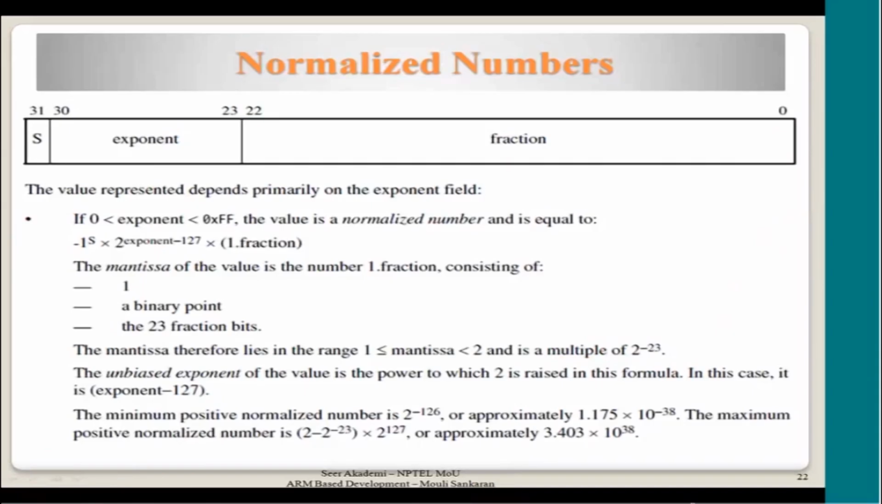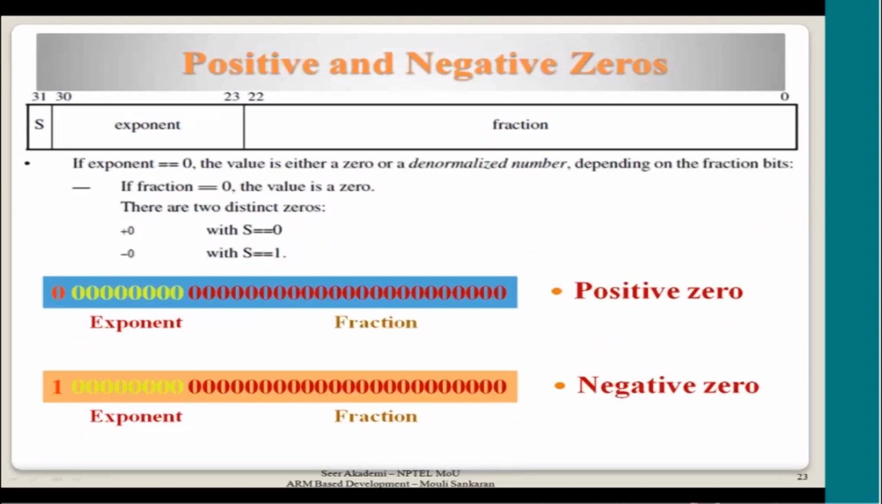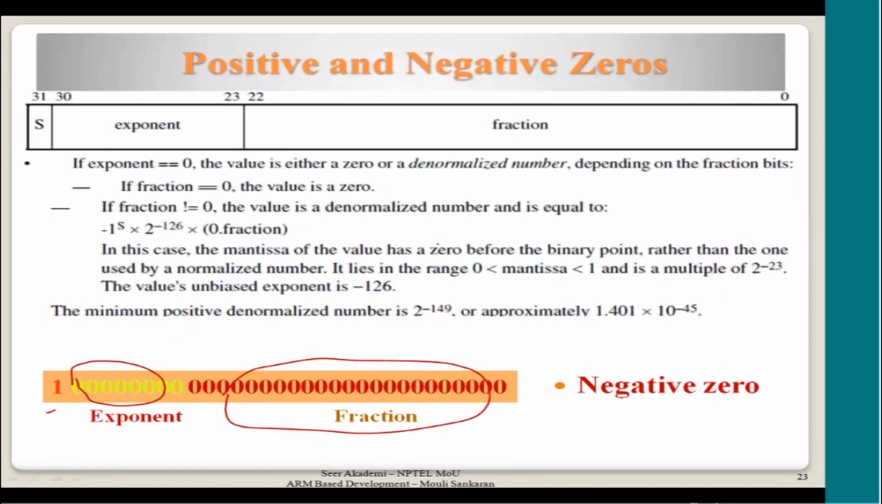And then the minimum positive normalized number is, I told you, 2 power minus 126, which we have already seen. This is all given for completeness' sake. Now positive and negative zeros: I told you this is 0 and this is 1, positive, and if all of this is 0 and this is also all 0, that means it's a 0 value. So you have 2 zeros. So positive and negative zeros can be represented in a floating point value.